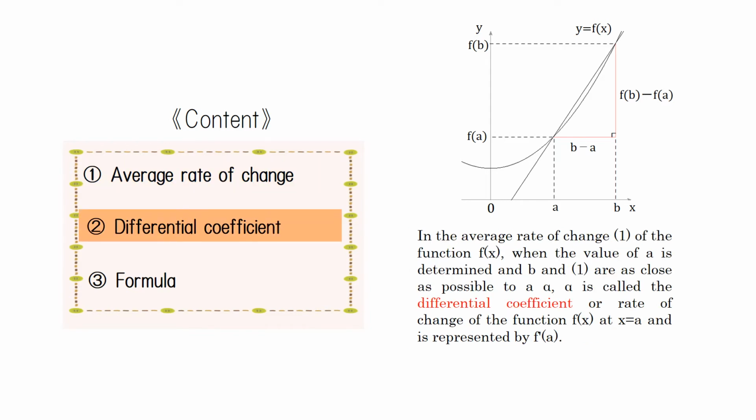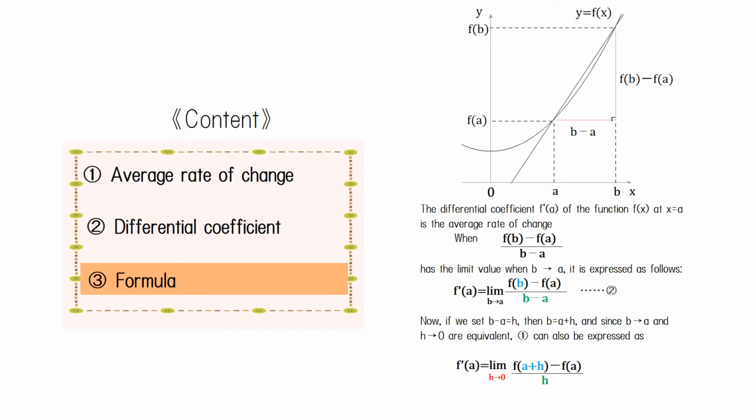Differential coefficient. In the average rate of change of step 1 of the function f of x, when the value of a is determined and b and the constant in step 1 are as close as possible to a, it is called the differential coefficient or rate of change of the function f of x at x equals a, and is represented by f prime of a.